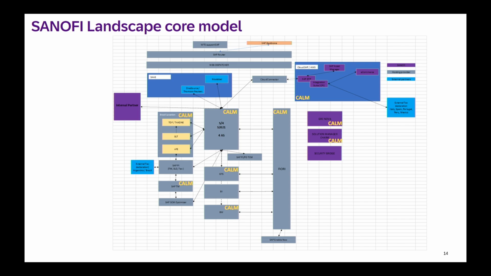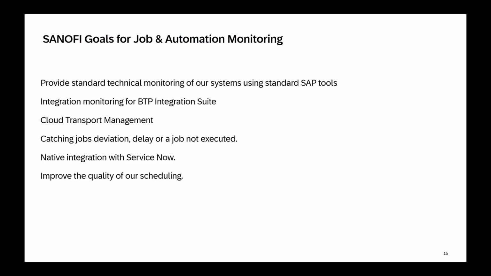And we started to implement the CALM solution in many of those boxes. Not all of them, but we will extend. So our goal: we used Solution Manager at the beginning for job monitoring for our previous ECC version. And when we started with S4, we started the journey with you 3 years ago, something like that. We started to implement Cloud ALM and the job monitoring solution at the beginning.